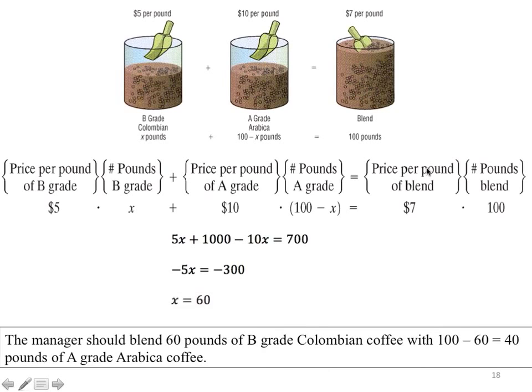Then if we make this look a little nicer, 5x plus, and we distribute, we get 1000 minus 10x equals 700. Then we combine like terms, getting x's on one side and the numbers on the other. We get negative 5x equals negative 300, so x equals 60. That means the manager should blend 60 pounds of the B grade coffee along with 100 minus 60, which gives you 40 pounds of the grade A coffee.